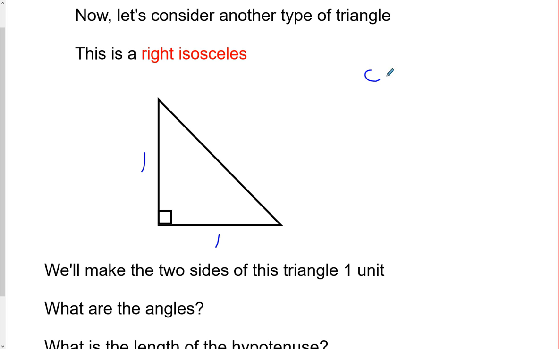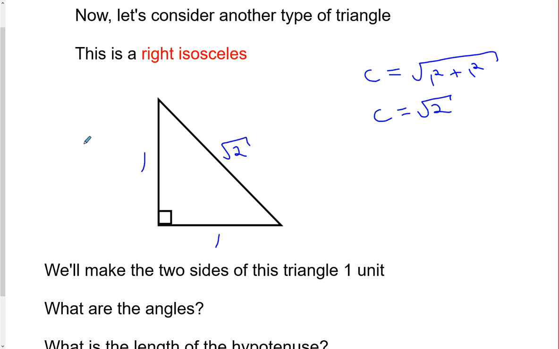Well, if we want to find out what it is, we're going to have to use Pythagorean theorem. 1 squared is 1, 1 squared is 1. This is going to be square root of 2. So Pythagorean theorem tells us that's square root of 2.